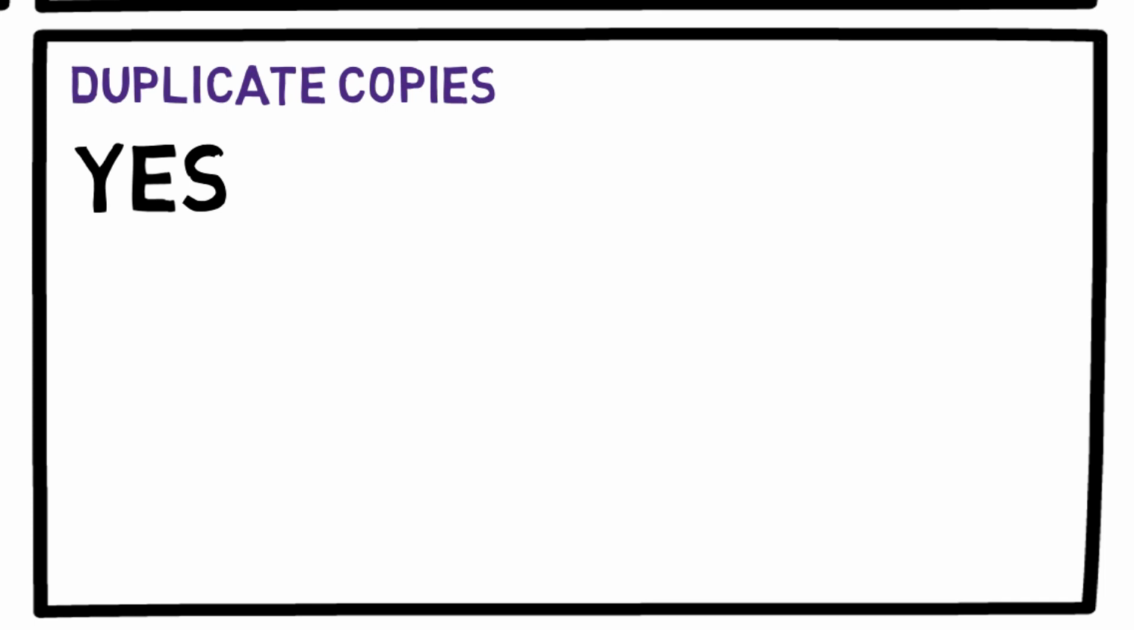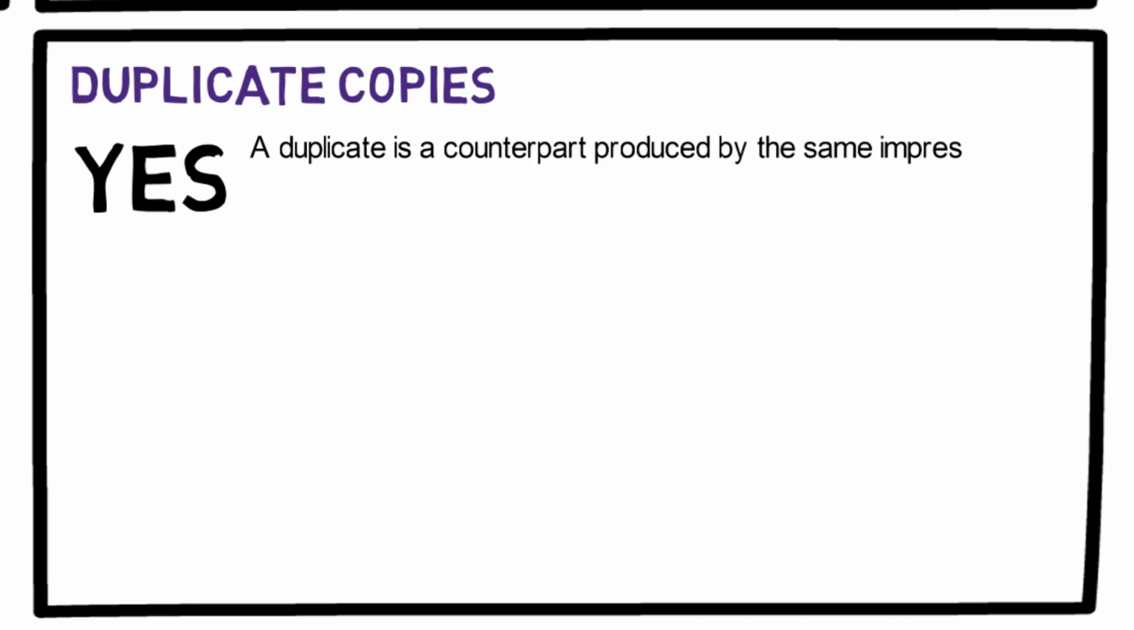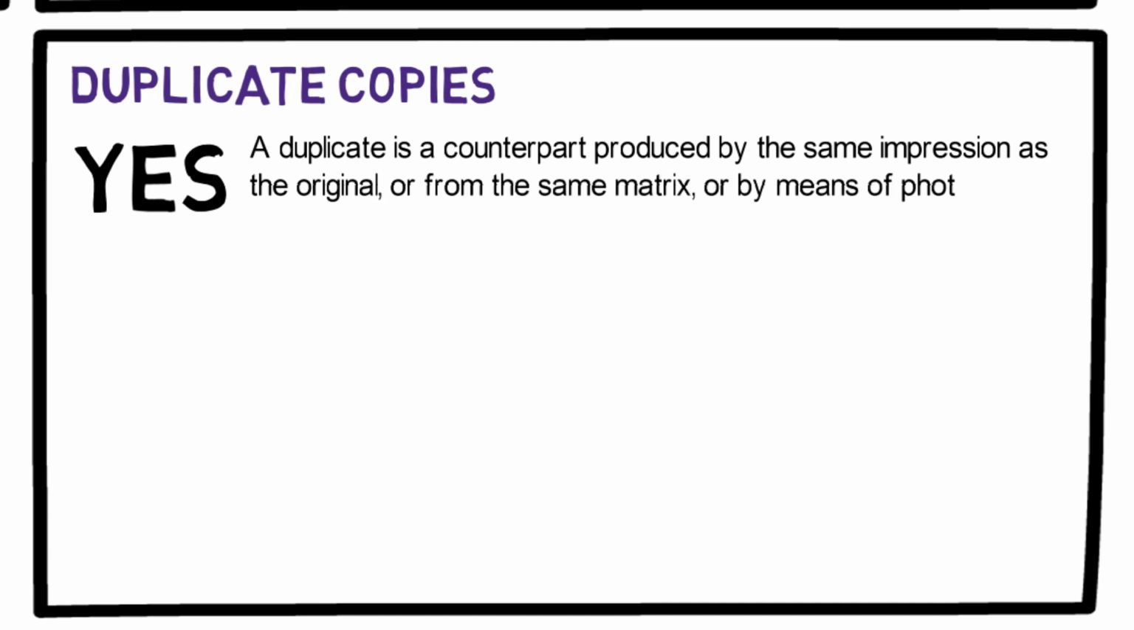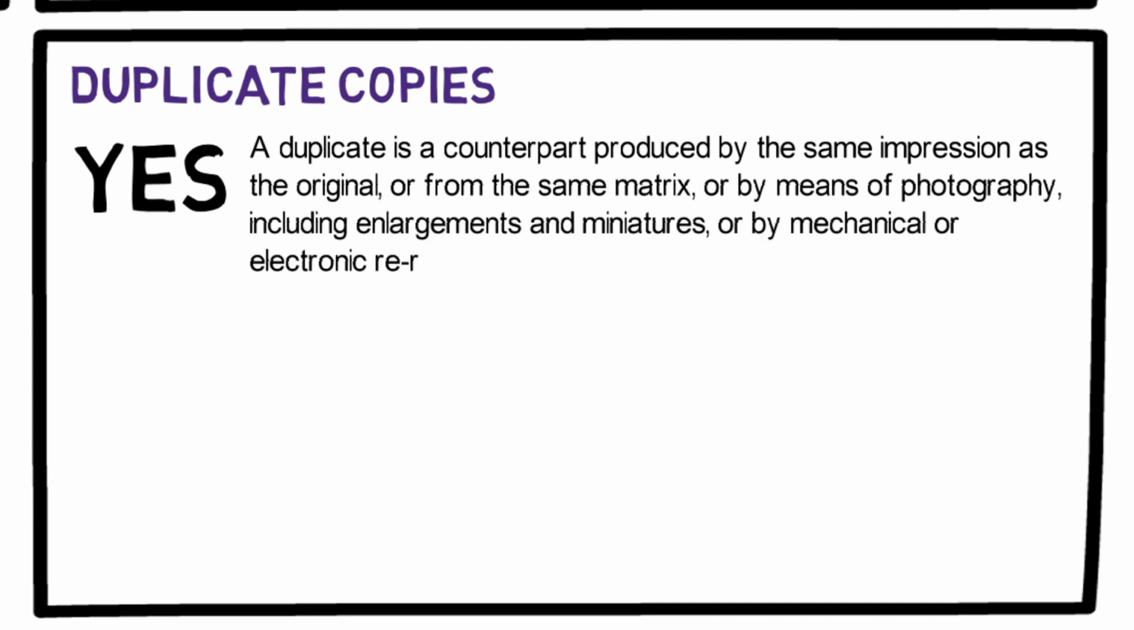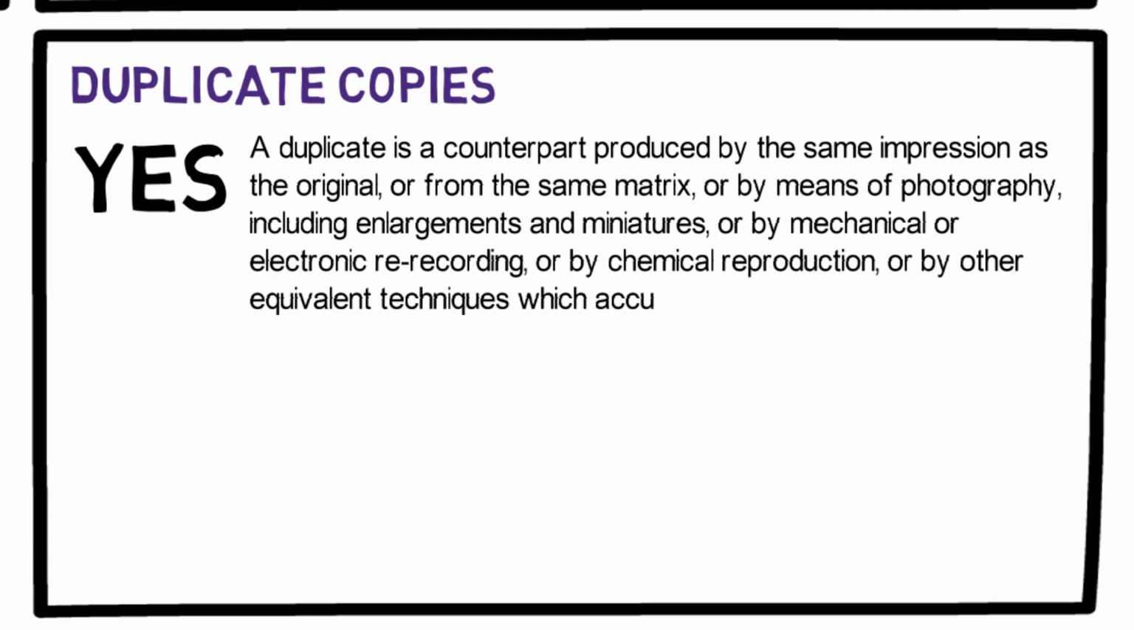How about duplicate copies? Are they considered original? Yes, subject to condition. A duplicate is a counterpart produced by the same impression as the original, or from the same matrix, or by means of photography, including enlargements and miniatures, or by mechanical or electronic re-recording, or by chemical reproduction, or by other equivalent techniques which accurately reproduce the original. A duplicate is admissible to the same extent as an original.